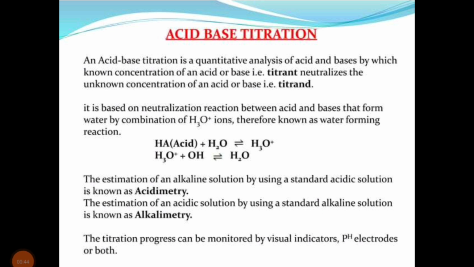HA acid in the presence of H2O is converted into the hydronium ion, and the hydronium ion in the presence of hydroxide ion is converted into H2O. The estimation of an alkaline solution by using a standard acidic solution is known as acidimetry, and the estimation of an acidic solution by using a standard alkaline solution is known as alkalimetry. The titration progress can be monitored by visual indicators, pH electrode, or both.